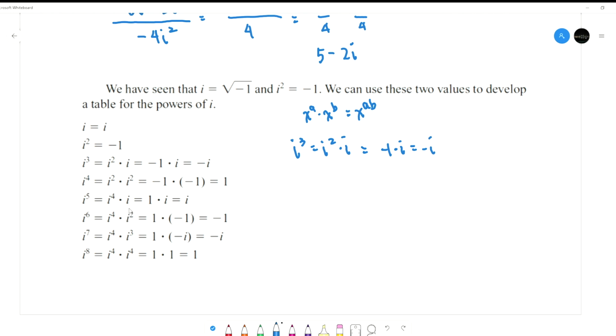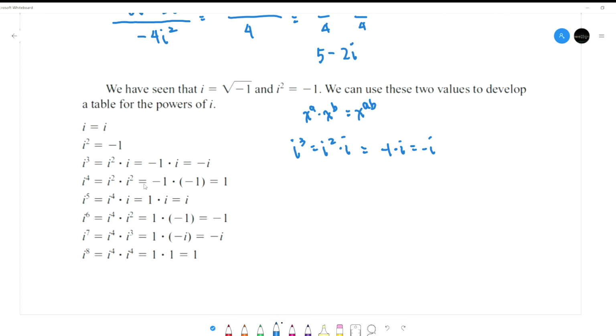i to the fifth. Since we already know what i to the fourth is, we're going to split it up to i to the fourth and i to the first. So that's 1 times i, which is positive i. So as you can see, i to the sixth, we're going to keep using i to the fourth because we know what that is, right? And then i squared, we know is equal to negative 1. So 1 times negative 1 is negative 1.